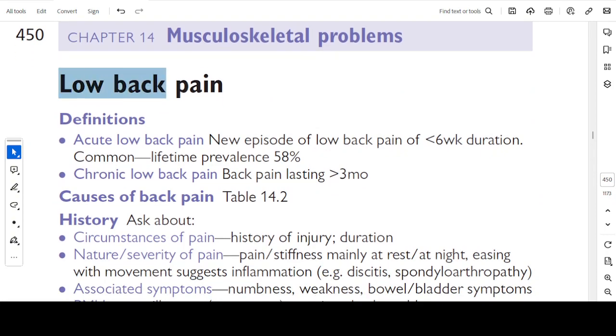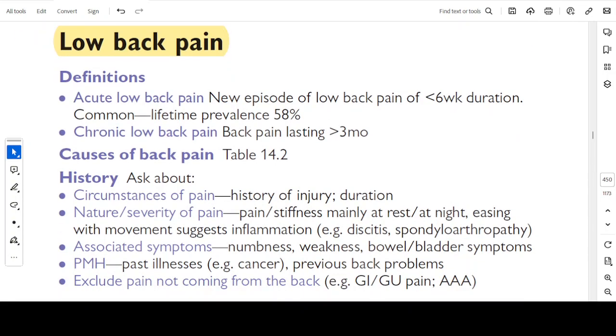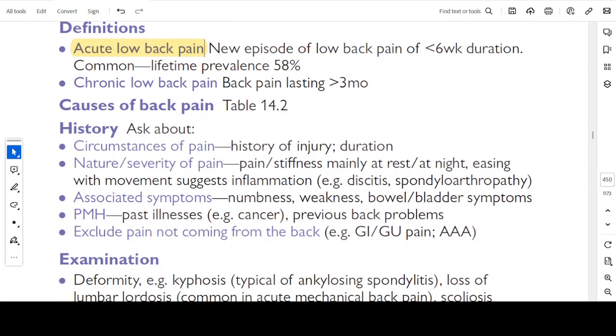Low back pain. Definition. Acute low back pain: a new episode of low back pain of less than 6 weeks duration. Common, lifetime prevalence is 58%. Chronic low back pain: back pain lasting more than 3 months.